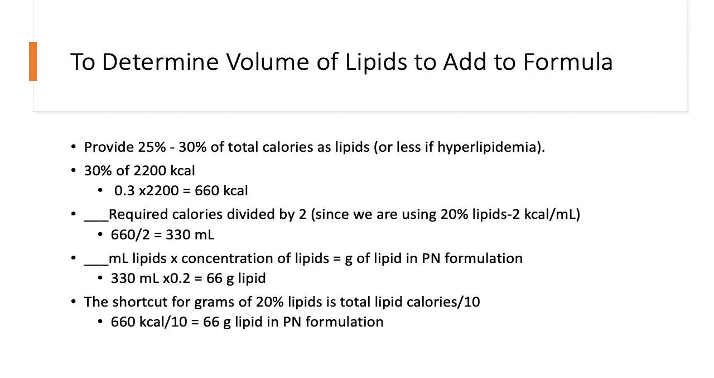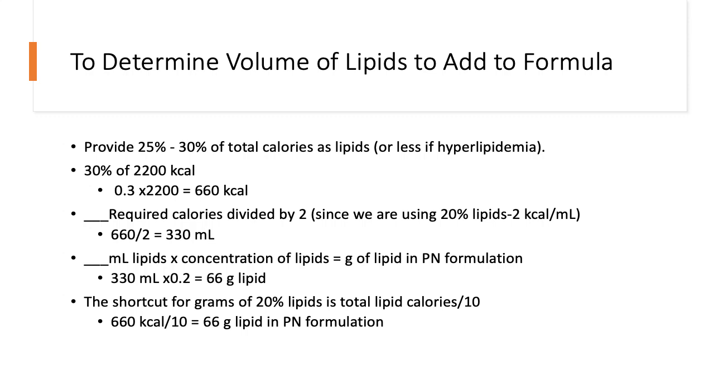Next, we're going to determine the volume of lipids to add to the formula. We want to provide anywhere from 25 to 30% of total calories as lipids, or less if there's hyperlipidemia. So we're going to start with 30% of 2,200 calories, so 0.3 times 2,200 equals 660 calories. We're using 20% lipids here, that's 2 calories per mL. So we're going to take 660 calories and divide it by 2, and that's going to give us 330 mLs of 20% lipids.